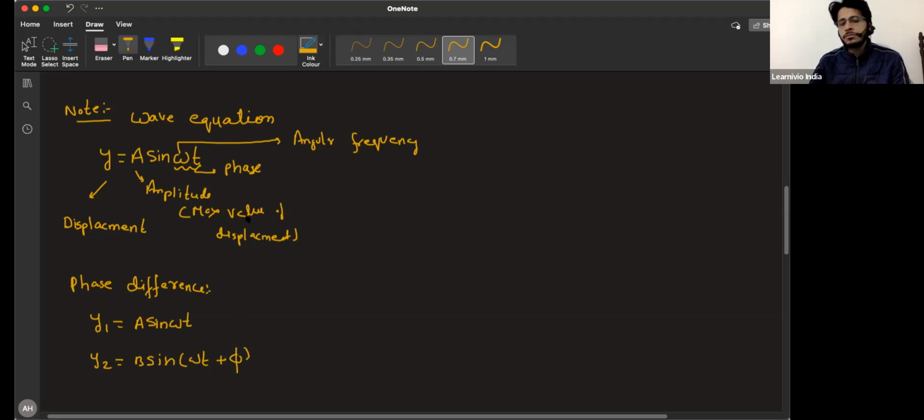Shahzada, let's check the phases of both the waves. What is the phase of the first wave? Shahzada, what's the phase of the first wave? Shahzada is, yes, he's in class. Shahzada, what is the phase of the first wave? Faisal, what's the phase of the first wave? The phase of the first wave is this omega t. This is the phase of the first wave. This angle is known as phase. Now, Faisal, what is the phase of the second wave? Fatima, phase of the second wave.